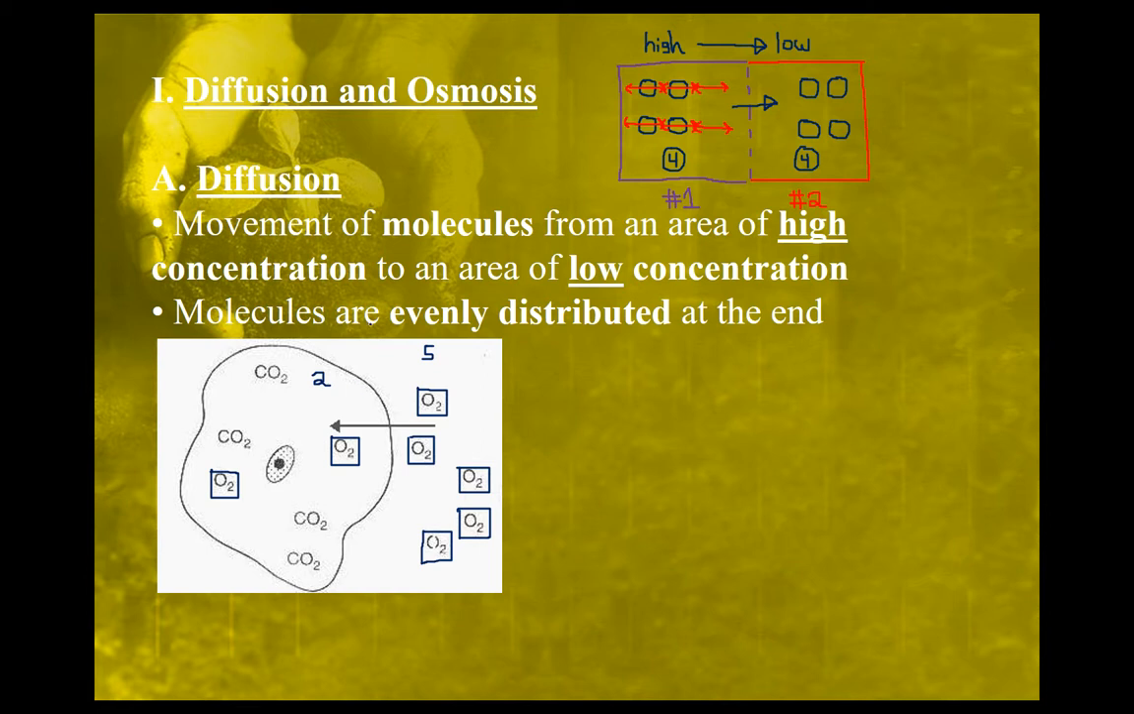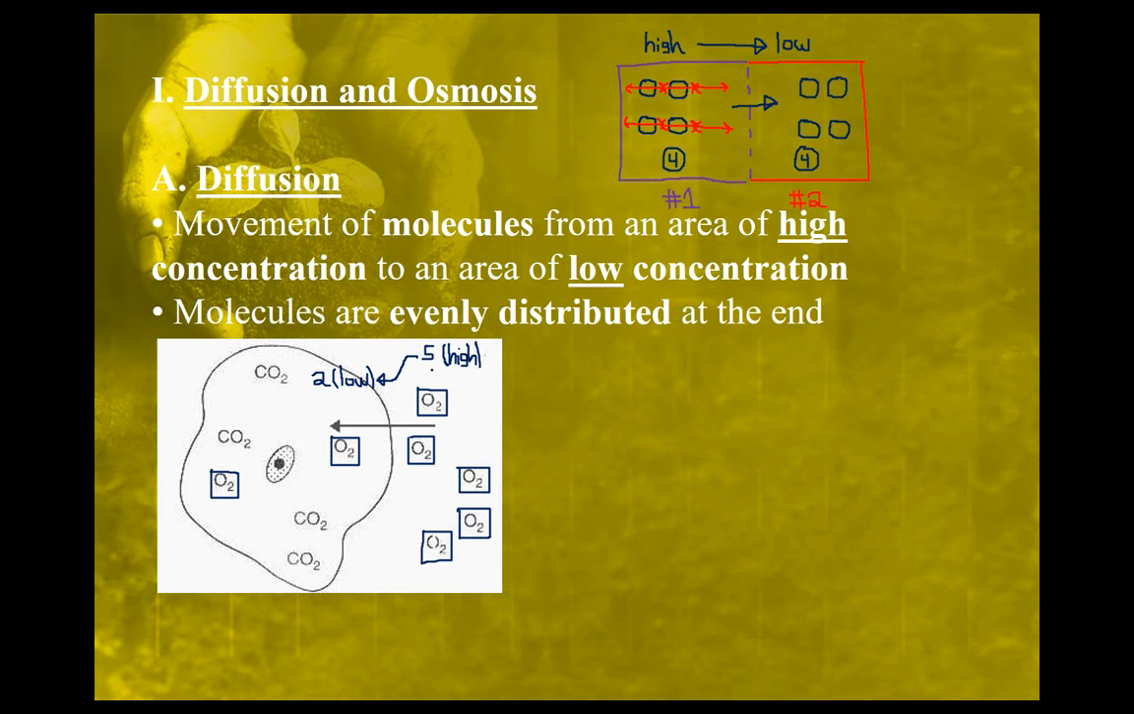Okay, so what's going to happen here? Where's the oxygen going to go? Well, because you have 5 molecules currently on the outside, that would be my area where you have a high concentration of them. And on the inside, you only have 2 of them, so that'd be an area where you have a low concentration of oxygen. Therefore, you're going to go from the high to low concentration area.